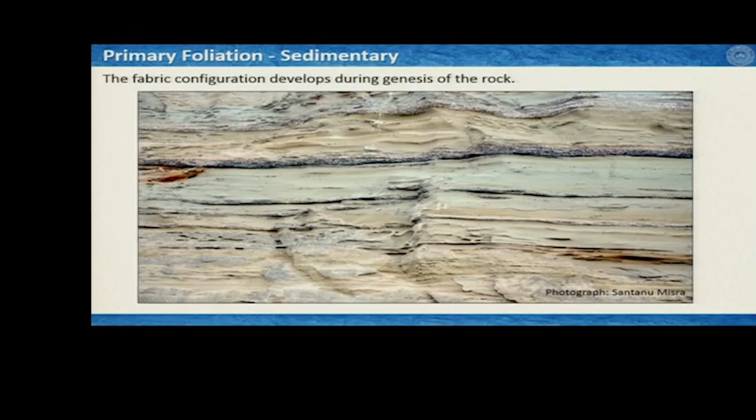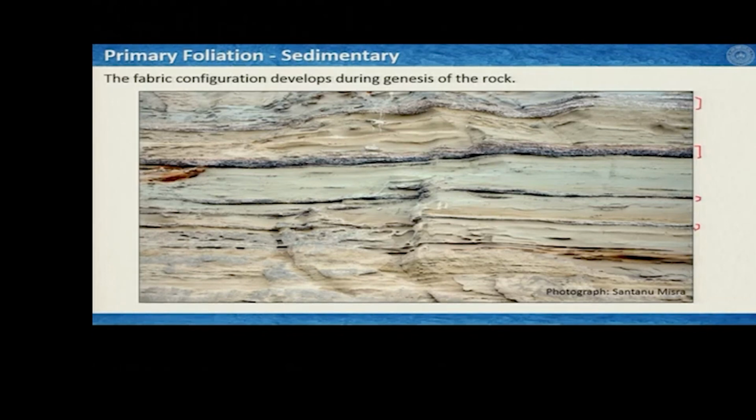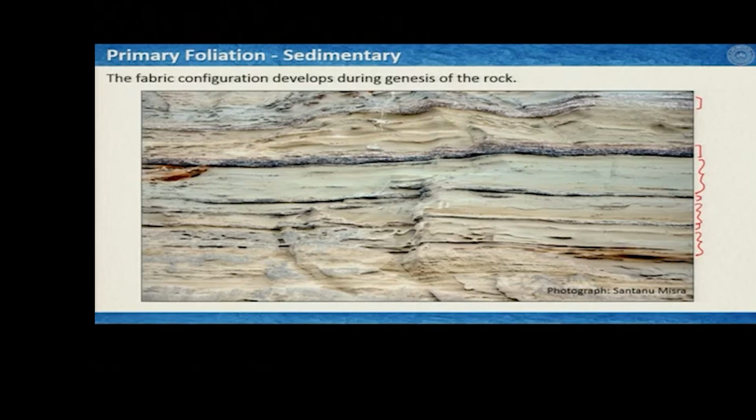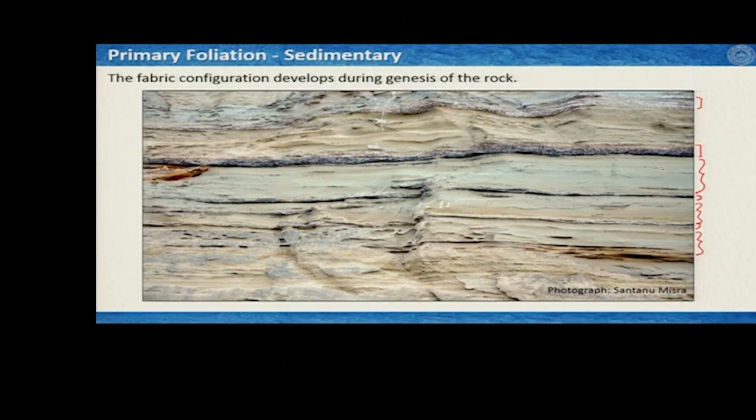And as you can see in this image, these are some layers I am marking. These layers are defined by coarse grains, whereas these areas are defined by fine grains. Their compositions are also different, which is why the colors are different. These alternating coarse and fine grained features are also very characteristic of sedimentary rocks, and therefore they define primary foliation in your sedimentary rock.